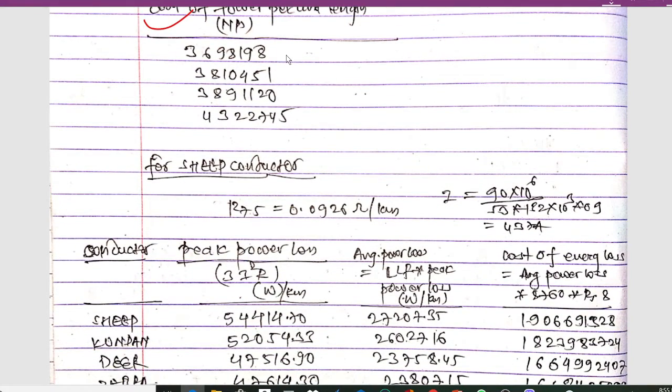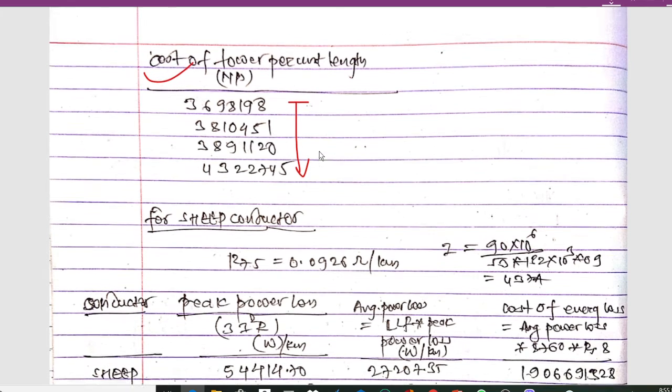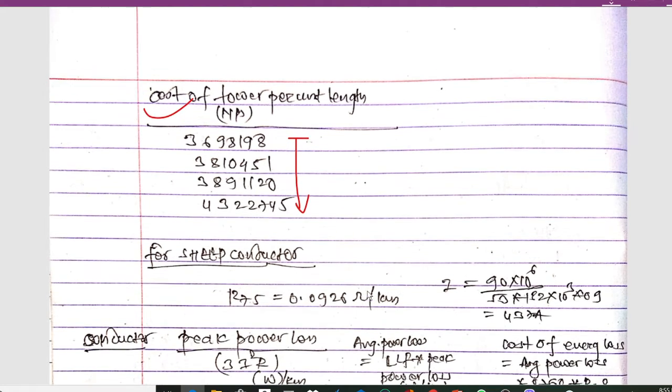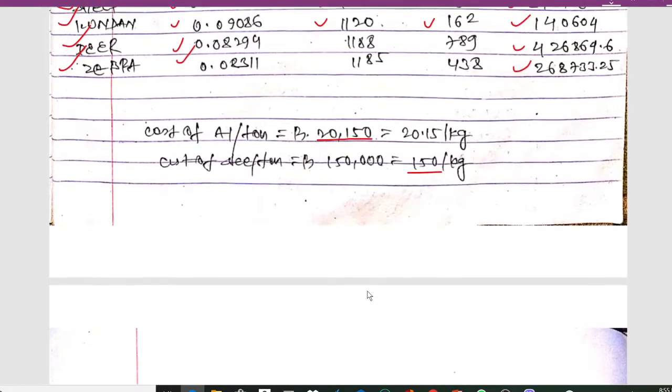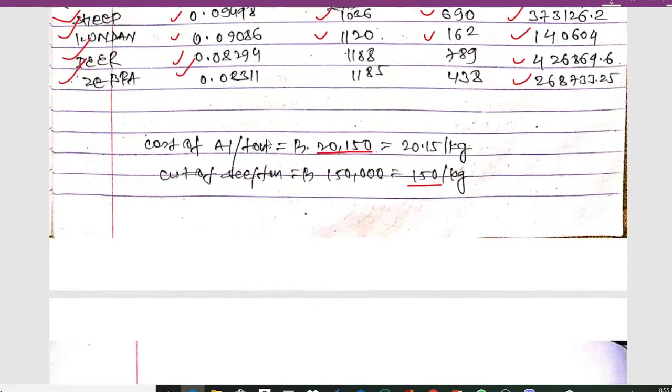So here we have just copied that value and pasted this. For sheep conductor, R75 is given as 0.0926 ohm per kilometer. Here we can see in the table, just now we have obtained from the table, sheep conductor is 0.09498 for R75.